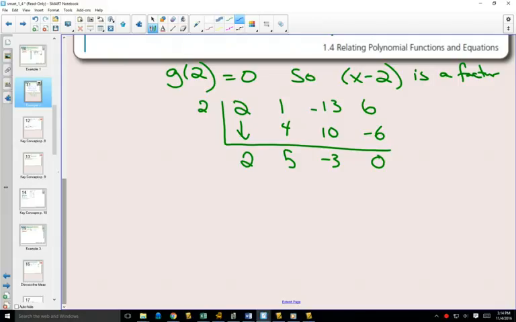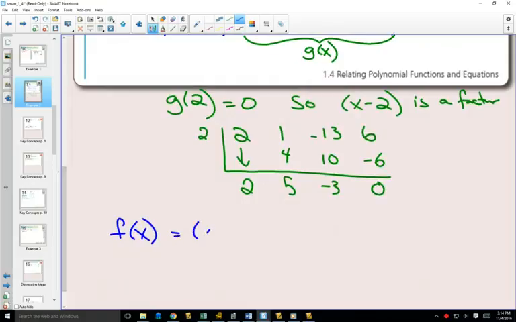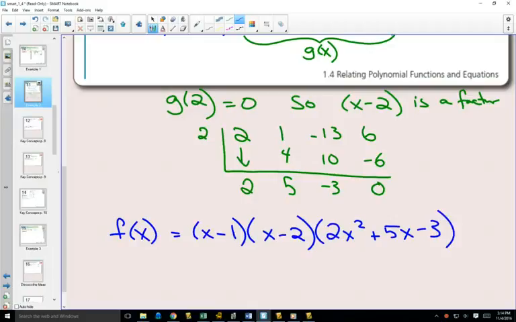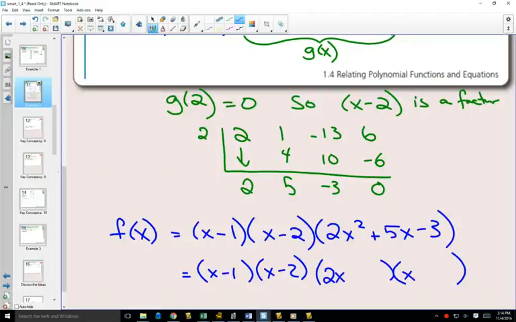So now I could write an updated division statement. I have my original function, f of x. I found out at first that x minus 1 was a factor, and now I find out that x minus 2 is a factor, leaving me with 2x squared plus 5x minus 3. If I factor this now completely, this has to be 2x and x. 3 and 1, I need a +3 and a -1 to make a +5 in the middle. And this is factored completely.